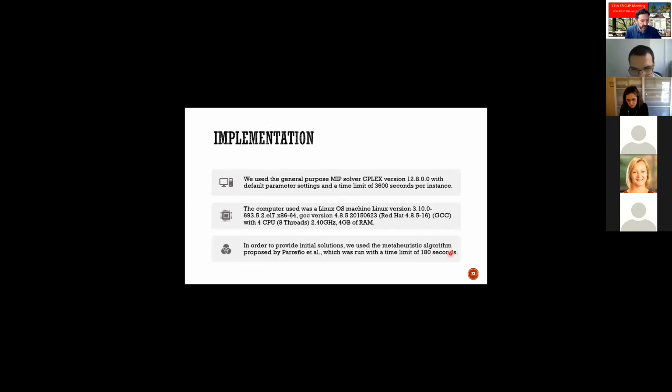For implementation we use C++ with a time limit on that computer, and in order to provide an initial solution we use the metaheuristic algorithm that Ramon explained before, which was run with a time limit of 180 seconds. The computational results for the bin search show that with this time limit, high-quality solutions are obtained.